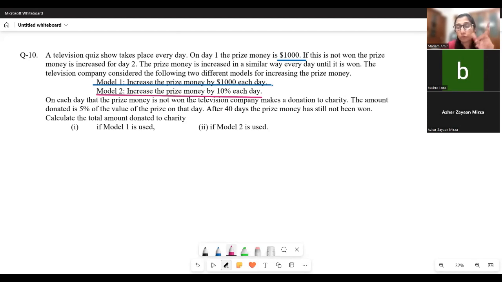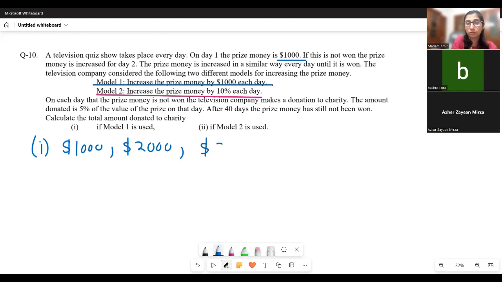If model 1 is used, if model 2 is used. So let's talk about model 1 first. According to model 1, first day's prize money is $1,000. If it's not won, next day's prize money is $2,000. If it's not won, next day's prize money is $3,000.